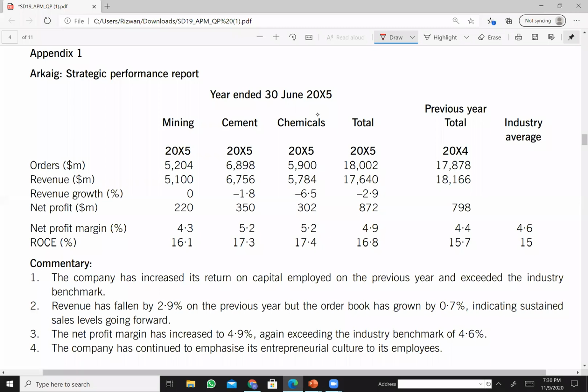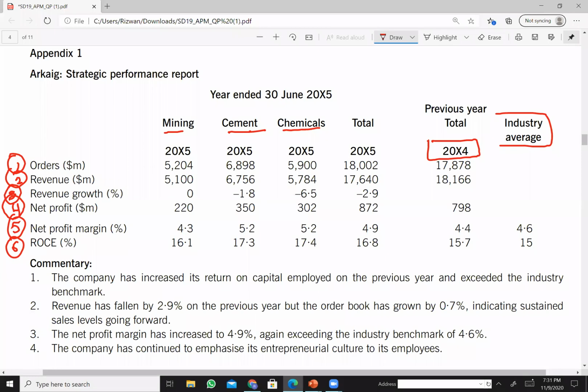We have orders, revenue, revenue growth, net profit, net profit margin, and ROS. This is divided into mining, cement, and chemicals according to our customer industry. Orders are given to us in millions, the order value. Revenue is given as well, and revenue growth in terms of percentage. Net profit is in absolute figures, then net profit margin, which means net profit divided by sales, and return on capital employed. Not to forget, we are given prior year figures as well for comparison purposes.